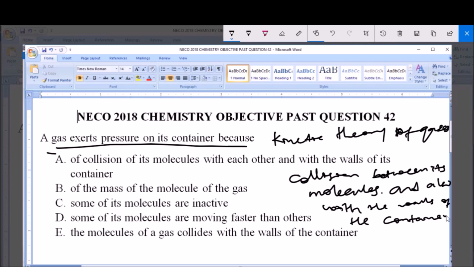Like we know, the molecules of gases are mobile. Let's take for instance, we have a container like this. Now, no matter how small that gas is in that container, you notice that the particles of these gases are always mobile. They are free, they move about, and they collide, and as this occurs, they either collide with each other, or collide with the walls of this container. Now, as a result of this collision, pressure is exerted by the molecules of this gas. So this pressure is as a result of collision between the molecules of the gas and also collision with the walls of the container. And that is why option A is valid and the correct answer to this question.